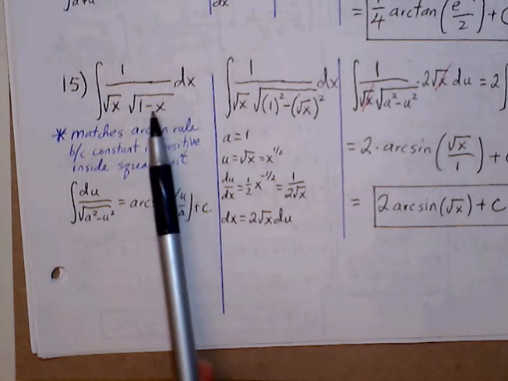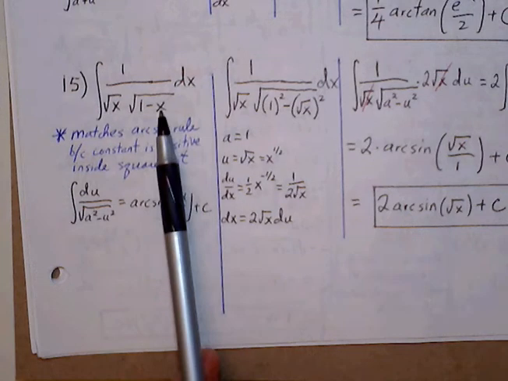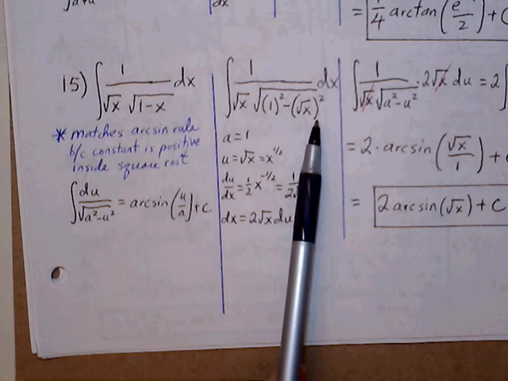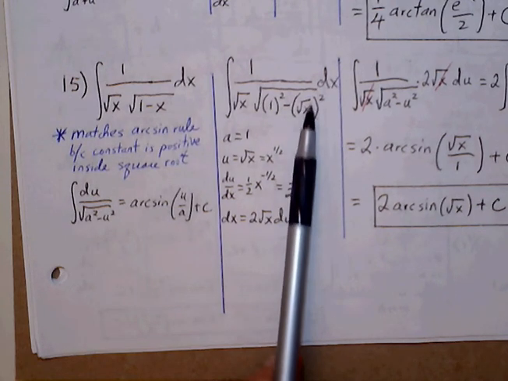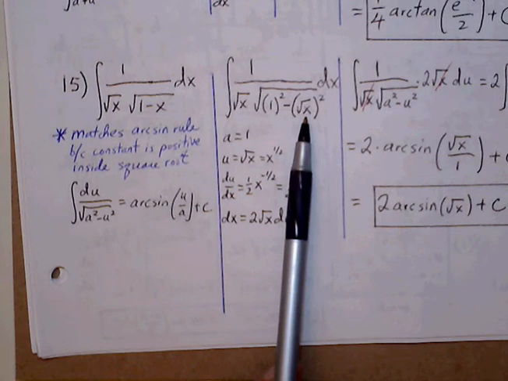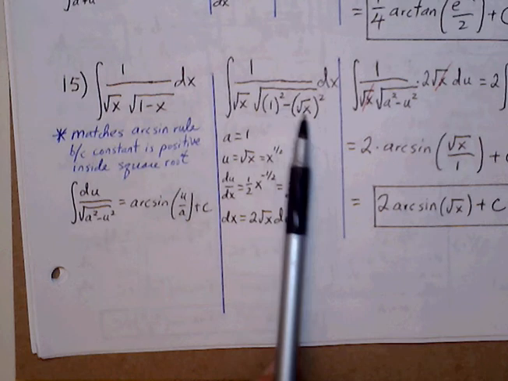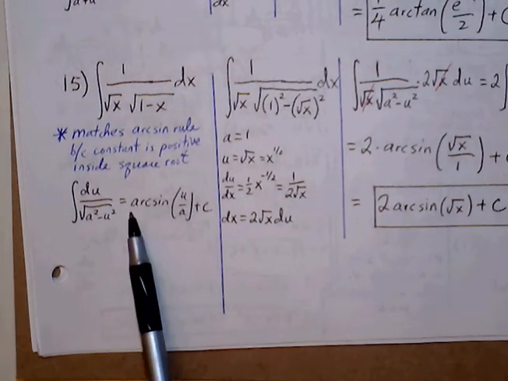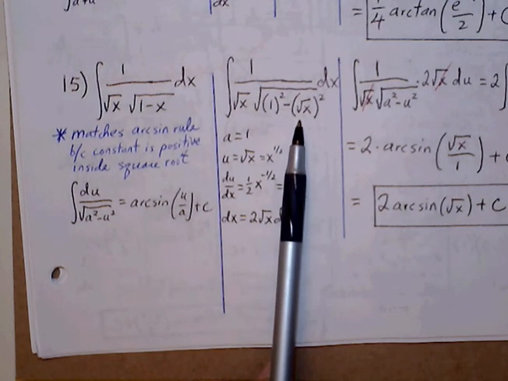The 1 will remain as 1 inside. However, I need to adapt the x so that I have parentheses squared having the same value as this x. So I would have to have what's inside the parentheses as square root of x, because square root of x squared is equal to x, and this allows us to have the form that matches our rule for arc sine. A value is what's inside the parentheses, which is 1. U value is what's inside the parentheses, which is square root of x.